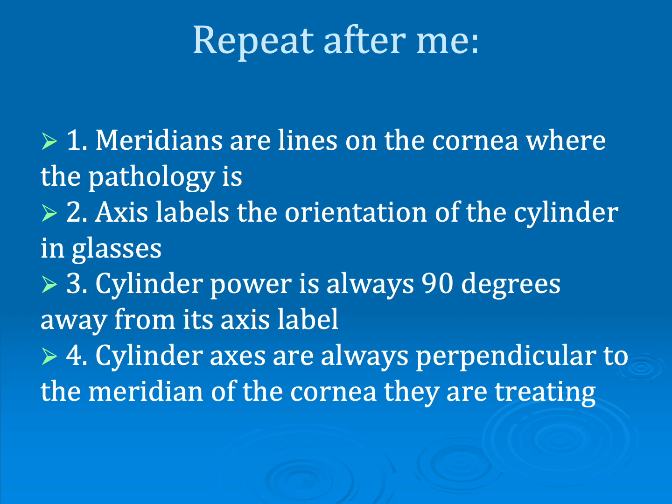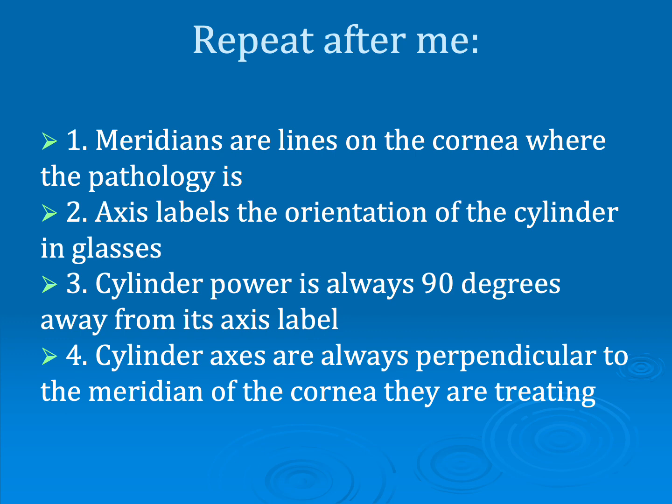So I'd like you to repeat after me, and if there are other people around, please do this in your head so that nobody looks at you. Meridians are lines on the cornea where the pathology is. We talked about that in our last lecture. It's going from one limbus through the center of the cornea to the other limbus, and these are lines on that cornea, and that's a pathology thing.